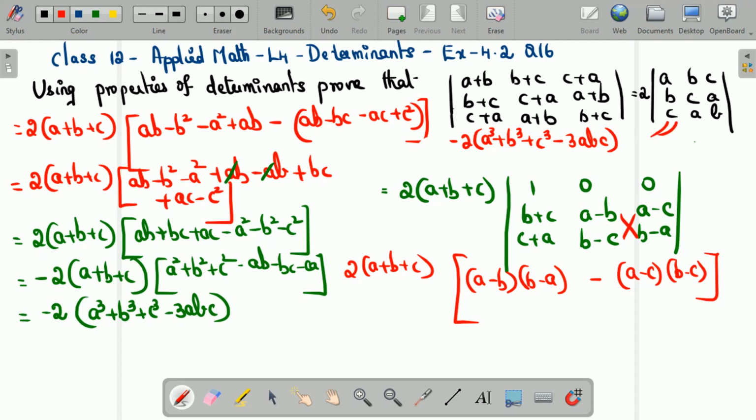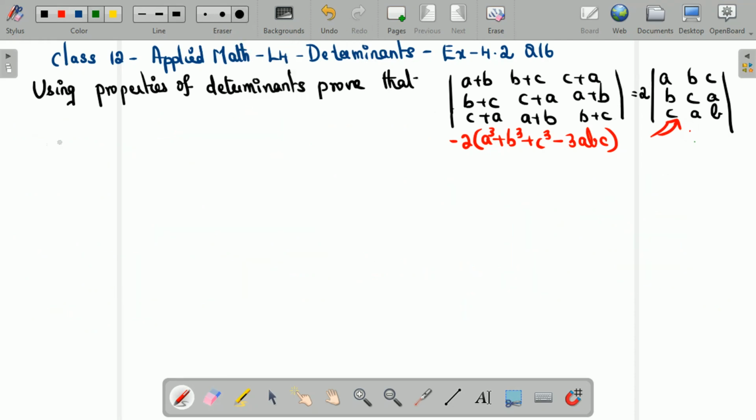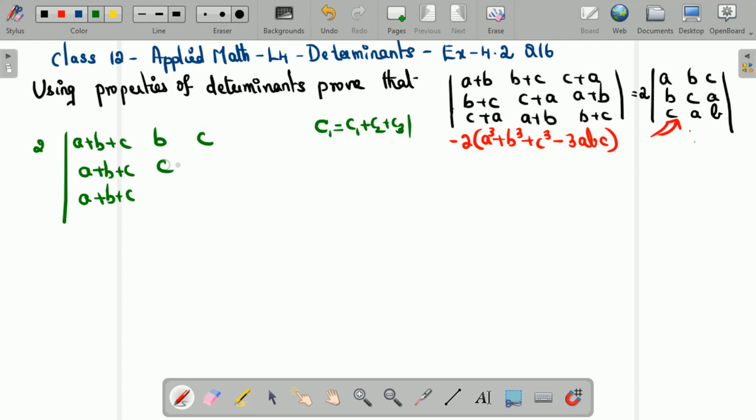Now we are going to solve the second determinant and see if this value also matches to be the same. For the second determinant, I'm keeping the 2 outside as such, and then I'm going to make the first transformation, which is C1 = C1 + C2 + C3. So the first column will become A + B + C, another A + B + C, and the last row in this column is also A + B + C. So the other values I'm copying as such.